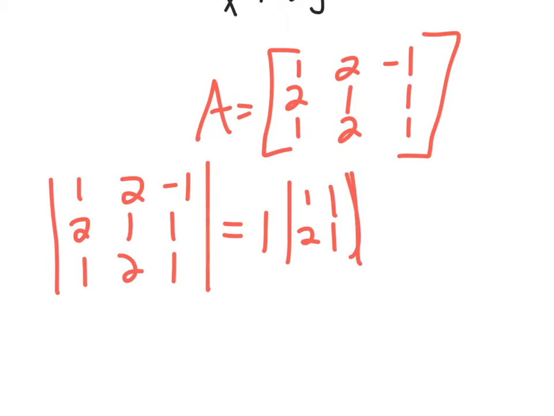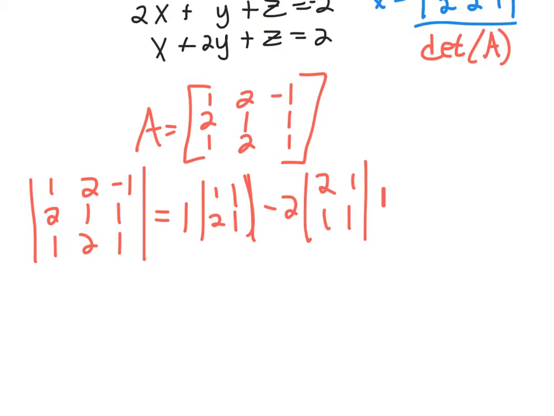Oops. And then we subtract from that the determinant by using 2 and its submatrix. So here's the number 2, and its submatrix is everything that's not in these rows and columns with the 2. So that's 2, 1, 1, 1. Then you add the third submatrix that's formed. So -1, its submatrix is going to be 2, 1, 1, 2.